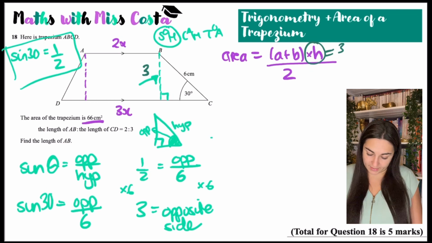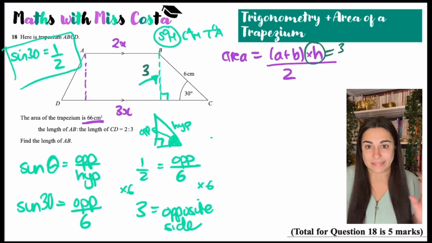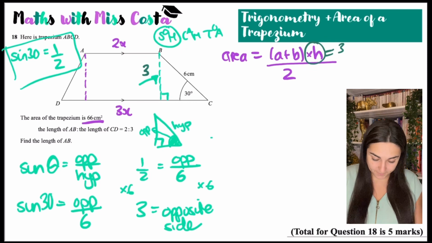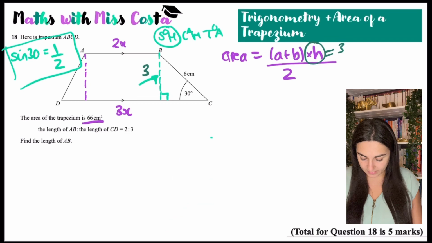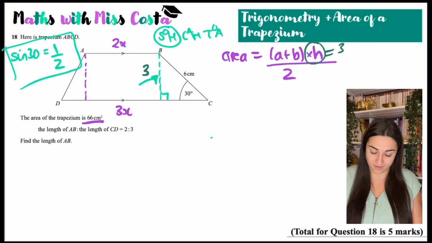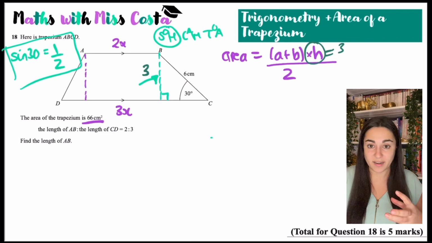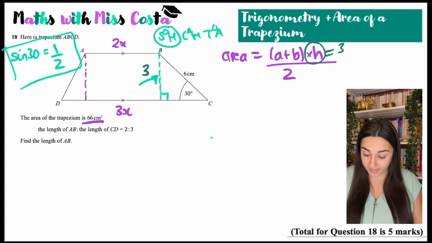So I'm just going to get rid of this working. So screenshot it or pause if you need. And now, what do we do? So we've got our height, which is 3. So the area of the trapezium, we don't know what AB and DC are. All we know is that they are in the ratio of 2 to 3. So we've labelled them as 2x and 3x.